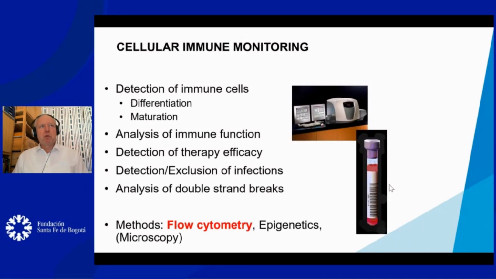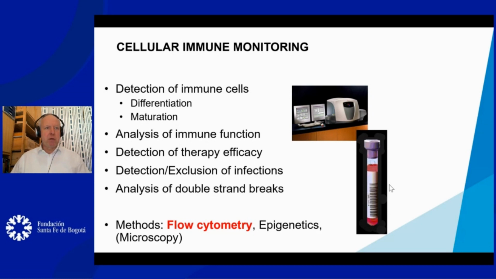What we are doing in our laboratory is cellular immune monitoring. We can do a lot to support our clinical partners and to help the patients. We detect immune cells. We look for the differentiation of the cells and for the maturation. We analyze immune function. We can detect the efficacy of therapies. Many of the therapies given today to patients are immunologically based. We detect or also exclude infections in patients, for instance, CMV, tuberculosis. And we can also analyze, in the context of tumor therapies, double-strand breaks in cells.